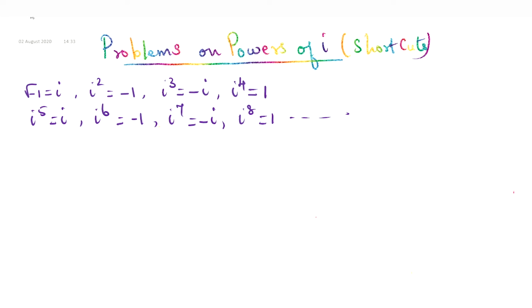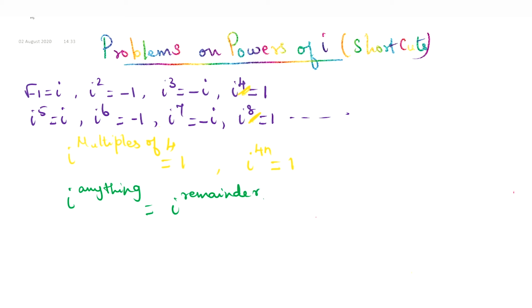And we concluded that I power multiples of 4 is equal to 1. That is, I power 4n is equal to 1. And we have seen that I power anything is equal to I power remainder. Right? Now we shall do some problems.